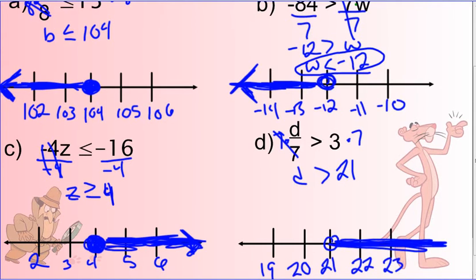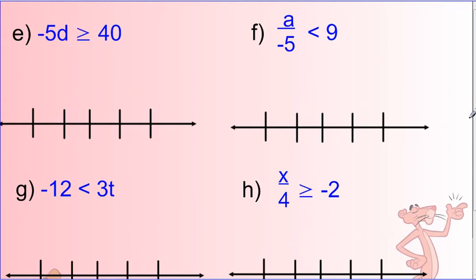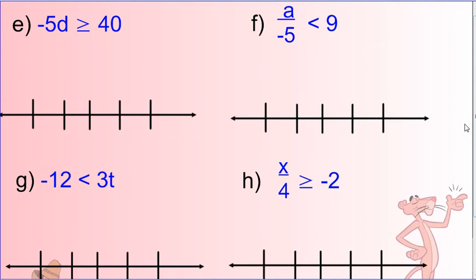Okay, so we've done 4 examples here. There are 4 problems I'd like you to try. So these are letters E, F, G, and H. Please pause the video, copy them down, do the problems, hit play, and we'll go through them together.